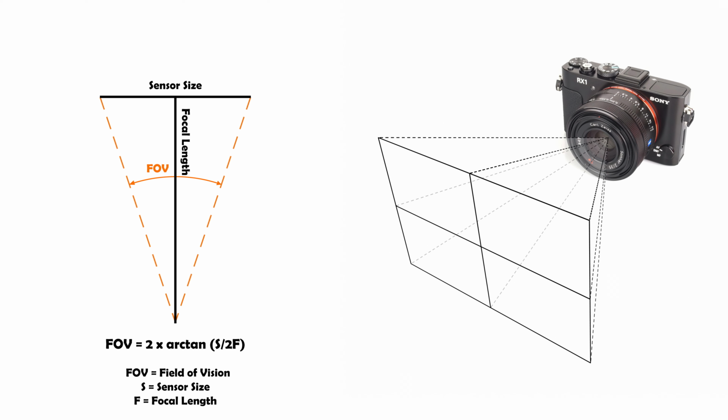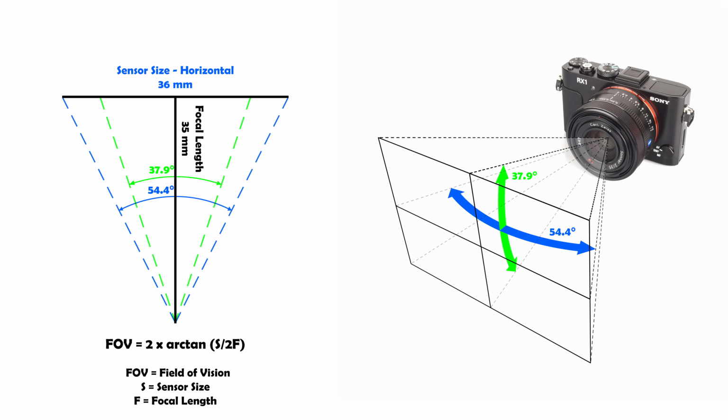You can plug in different dimensions of your sensor. Let's take a full-frame camera with a 35mm lens, like this Sony RX1. A full-frame sensor is 24mm high. So with a 35mm lens, that would give you a vertical field of vision of 37.9 degrees. A full-frame sensor is 36mm wide, so with a 35mm lens, that would give you a horizontal field of view of 54.4 degrees.